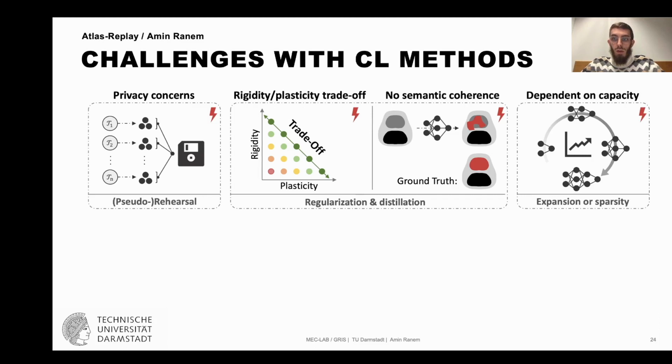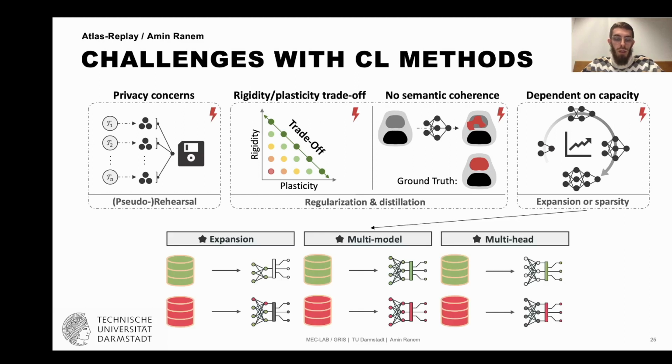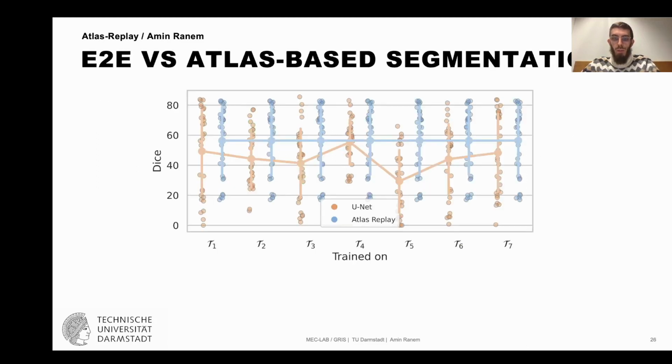The third group, expansion or sparsity-based methods, are dependent on capacity because, of course, the more data sets I train on, the larger my networks get, which at a certain point might not be feasible anymore.